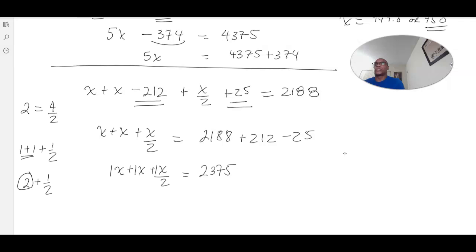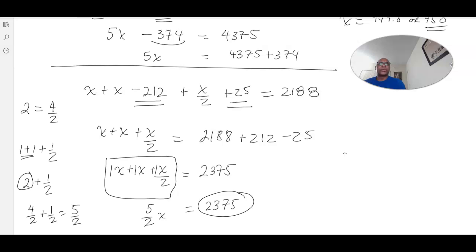So I want a fraction that has the same denominator of this one, but is also equivalent to 2. So 4 over 2 is a perfect candidate, right? So now 4 over 2 replaces 2, and then plus 1/2. And that's how you get 5 over 2x, right? I'm just including the x here. So this whole thing here is 5 over 2x. And that's equal to 2375, right? I'm not sure if you had that in your email. You might want to double check that.